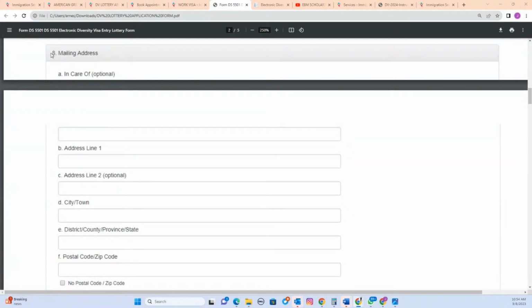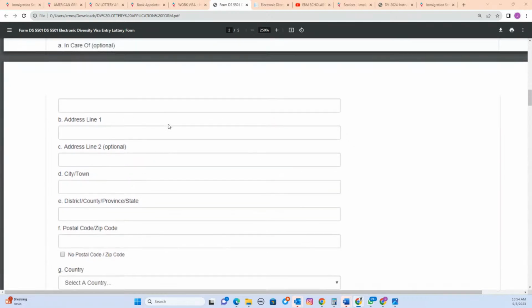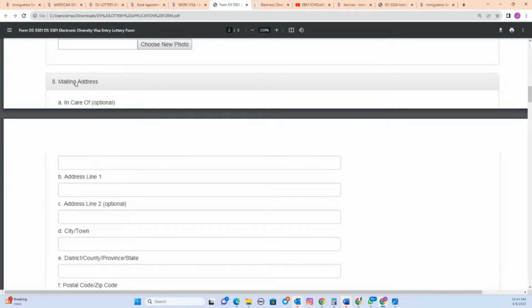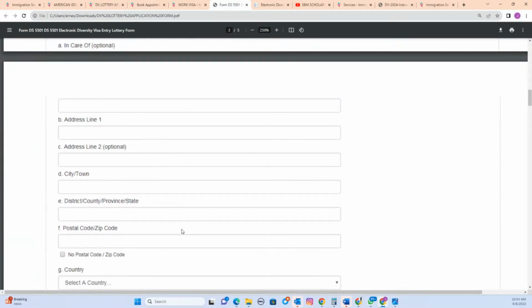Let's go to another part, the mailing address. Mail means a letter. Where do you receive the mail? This address is not an important address. I don't know why they still put this address, because back in the day when the DV Lottery started in 1990, they used it to send the paper application. Now everything is digital and electronic. So this address means nothing.